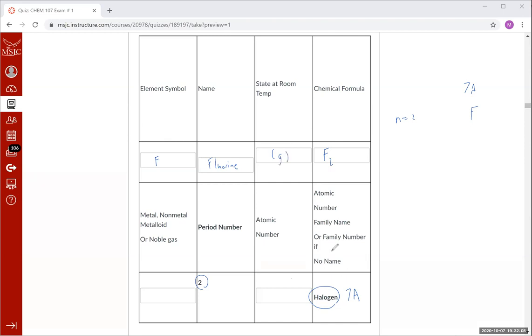Now, as fluorine is a halogen, it would be classified as a non-metal. And looking up fluorine in the periodic table, what is fluorine's atomic number? 9. Exactly right. There we go. So we've completed the table for fluorine. Does that make sense? Perfect.